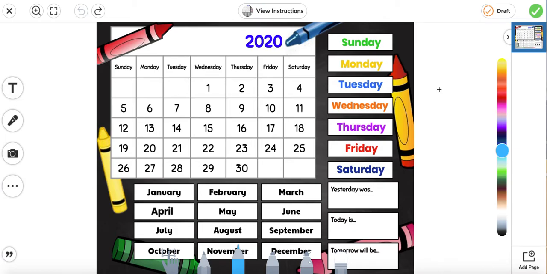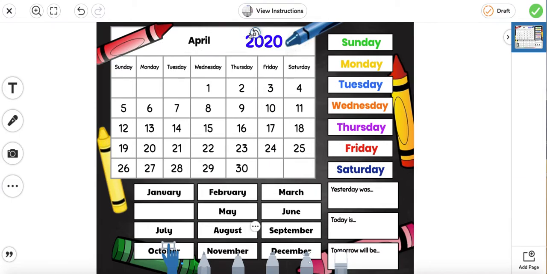We're going to begin with our calendar. Let's look at our months of the year. Let's sing. January, February, March and April, May, June, July and August, September, October, November, December. These are our months of the year. Okay, we are in April.